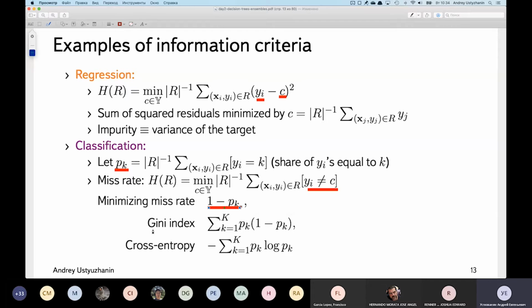There are popular examples of minimization criteria. One is called the Gini index. It is computed in the following way. Or it could be cross entropy. It is similar to the classification learning target. It is minus the sum of pk multiplied by log pk.